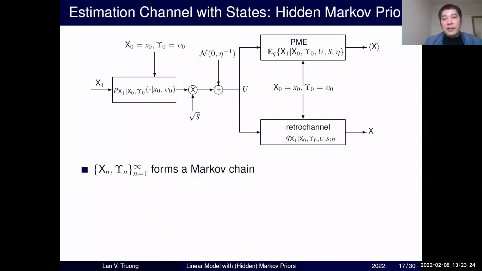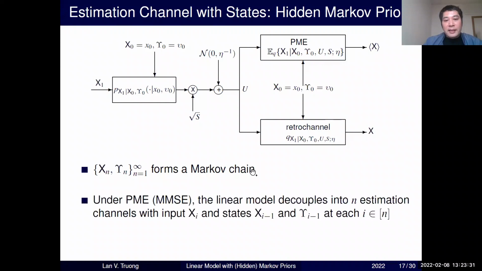And for the second model, the linear model with hidden Markov prior, we show that the channel estimation problem in high dimensions can be converted to an estimation problem in one dimension. Here is the channel. However, the state now is x_{i-1} and gamma_{i-1}. This means that we have n channels, and in each channel we have two states, instead of one state as in the linear model with Markov prior, where we only had one state. Now we have two states.